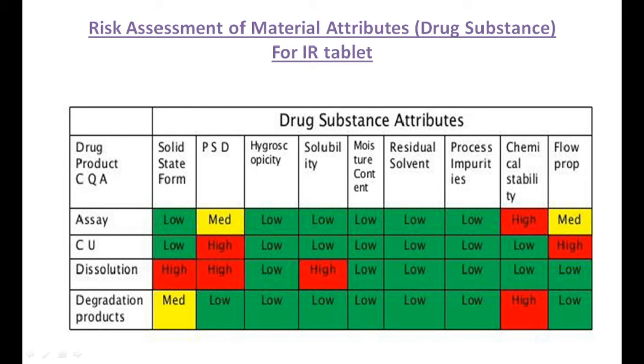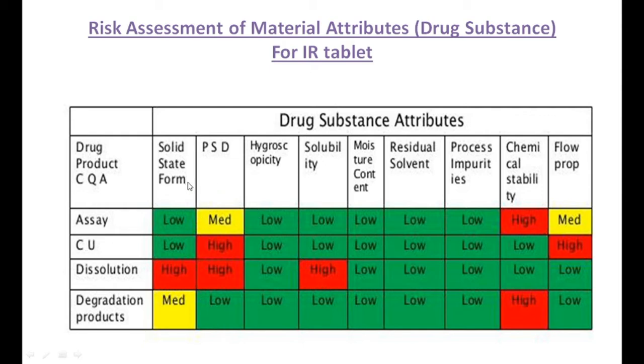Here the example is taken of an immediate release tablet, and that is for the drug substance, or you can say API. So the quality attributes of the API, that is material attributes: solid state, particle size distribution, hygroscopicity of the API, solubility of the API, moisture content, residual solvent, then process impurity present in this API, chemical stability of the API, and flow property of the API. These are the attributes of the material, that is API, and how this can affect the CQAs.